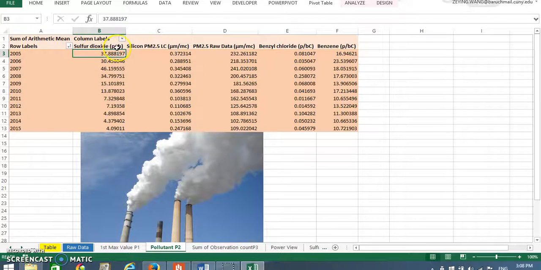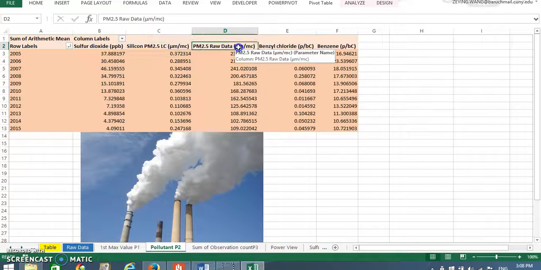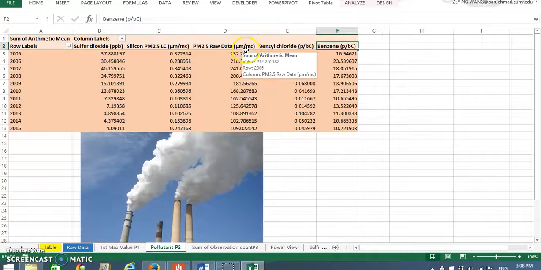And please be careful about the rest of the parameters. Their units of measurement may differ from one another, so we cannot simply add them up together in order to acquire the sum of all the pollutants. That doesn't make any sense, so I took the grand totals of the table.